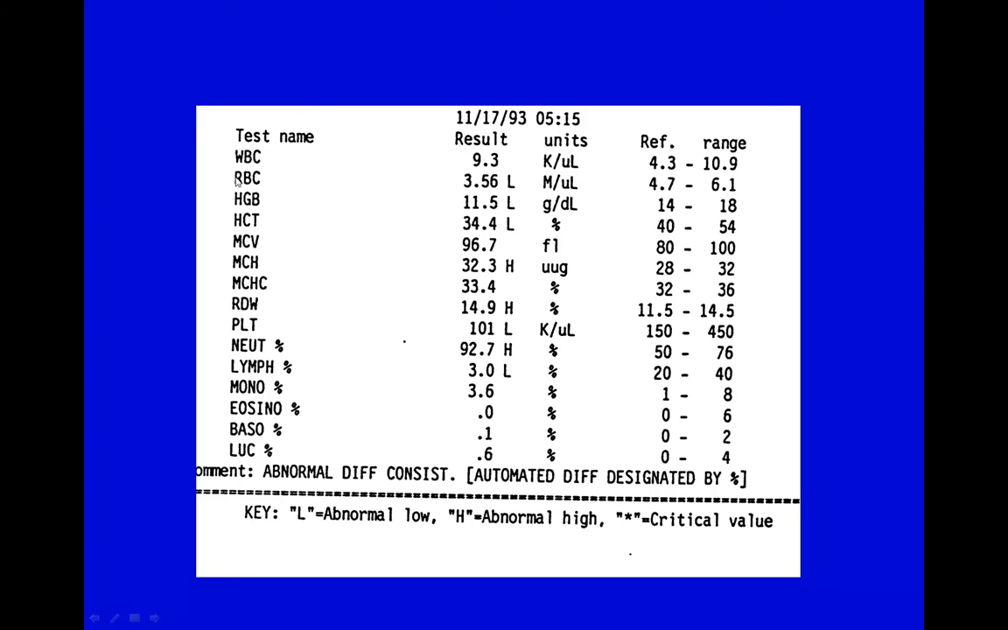We're going to focus on a piece of this test. This entire test is called a complete blood cell count, because we're looking at white blood cells, red blood cells, hemoglobin, hematocrit, mean cell volume, mean cell hemoglobin, mean cell hemoglobin concentration, red cell distribution width, and if you're trying to frantically write those down, don't.